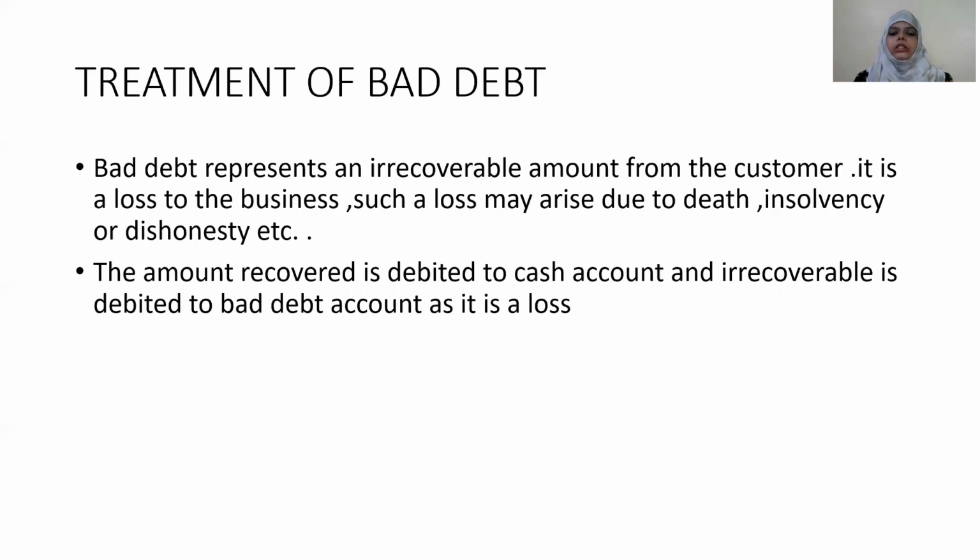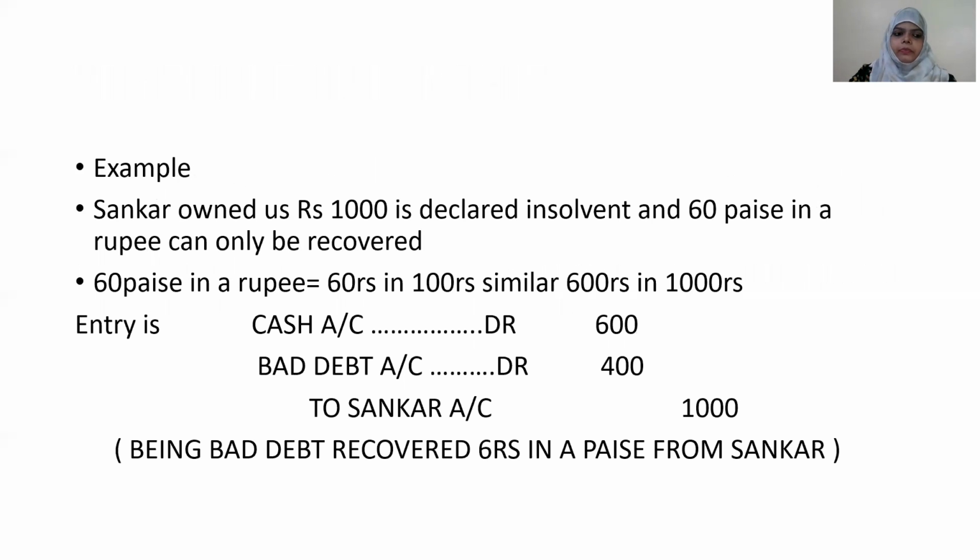The amount recovered is debited to cash account, and the irrecoverable amount is debited to bad debt account as it is a loss. Obviously, bad debt is a loss to the business. If the amount is receivable, it is debited to cash account, and irrecoverable means the amount which we will not receive in the business is debited to bad debt account as it is a loss. Let us see an example to understand it in a better sense.